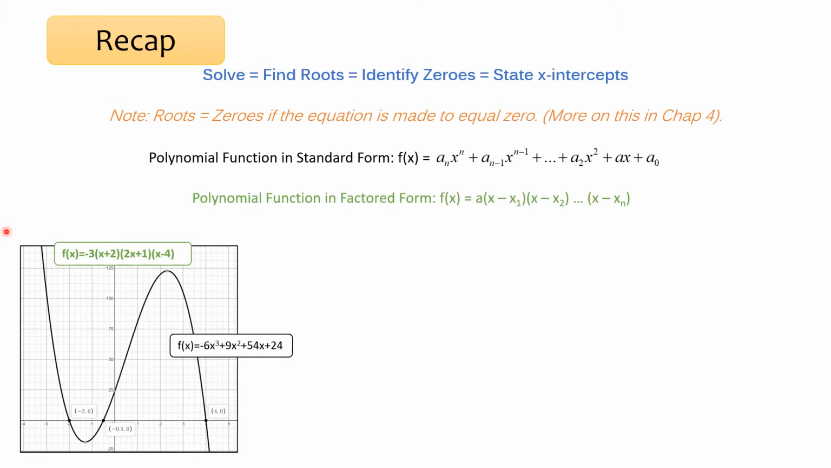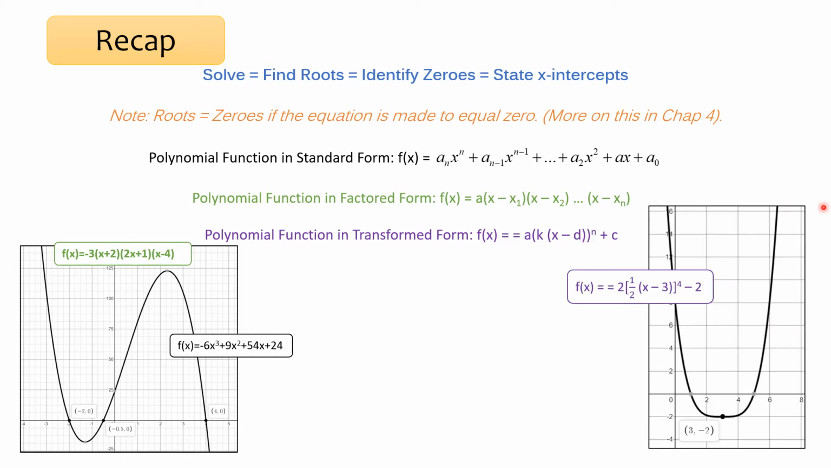In factored form, the same graph looks like this, and we just write the factored form out like this with however many roots we have, whatever the degree is, we would put that number of sets of brackets in. The other form we have is the transformed form, which in grade 10 we might have called the vertex form. An example of that is this quartic here.